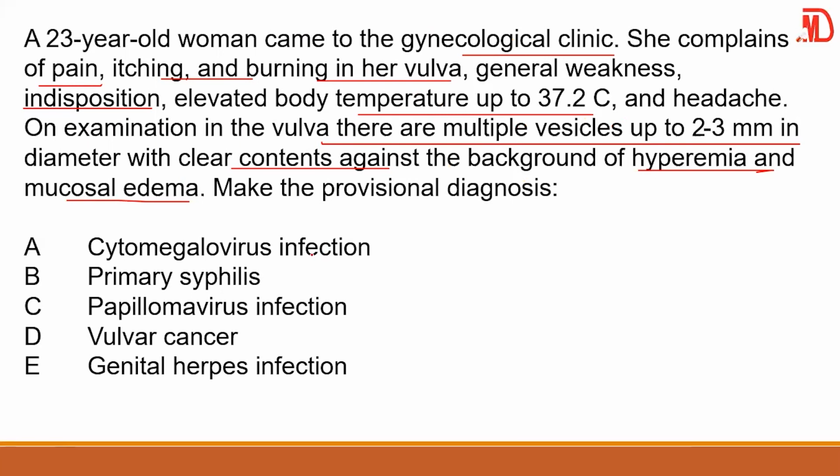Guys, what are you looking at? Definitely, you are thinking of herpes infection. So this is a genital herpes infection. Don't forget, we have type 1 and type 2. Type 1 can cause genital herpes, but most cases of genital herpes are caused by type 2. So in Krok, if they bring this, what type of herpes infection is it? This is type 2.